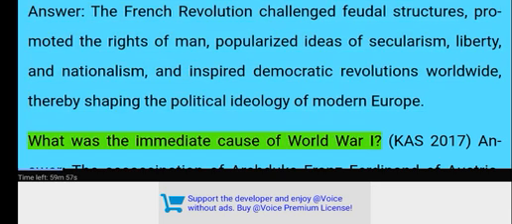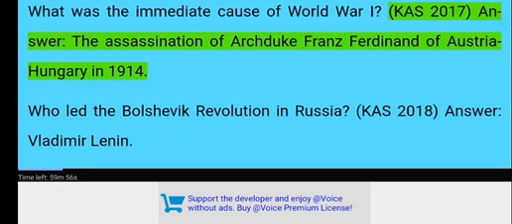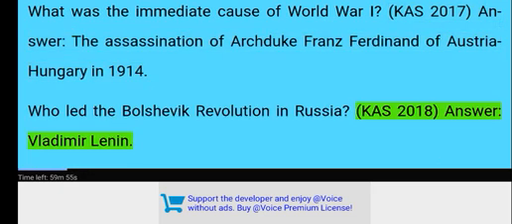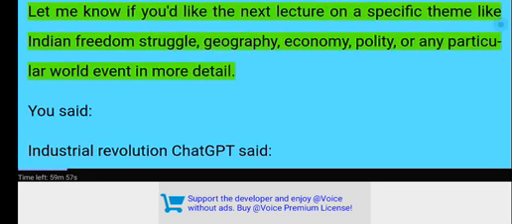What was the immediate cause of World War I? CAS 2017. Answer. The assassination of Archduke Franz Ferdinand of Austria-Hungary in 1914. Who led the Bolshevik Revolution in Russia? CAS 2018. Answer. Vladimir Lenin.